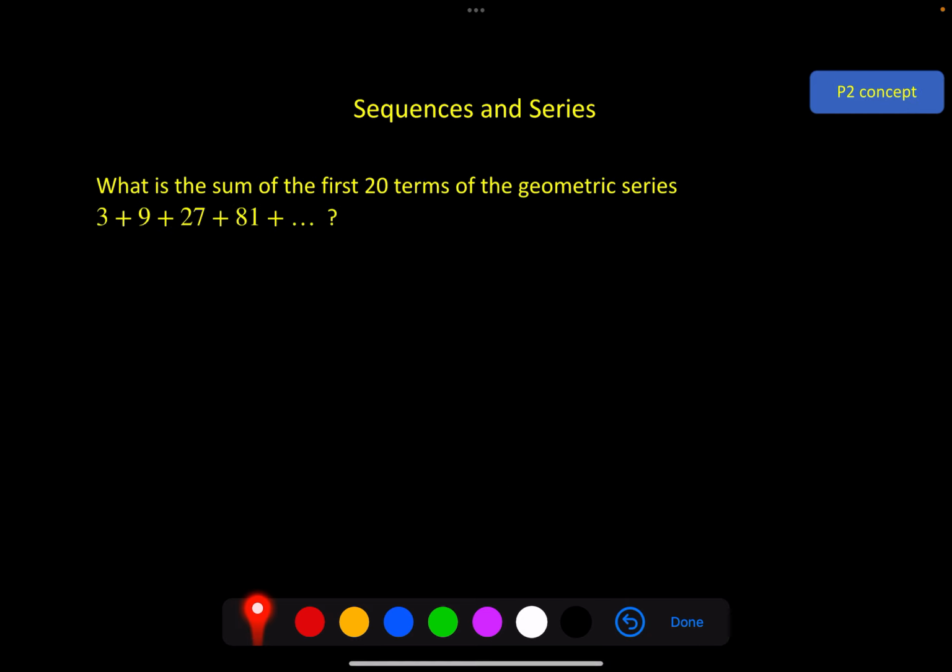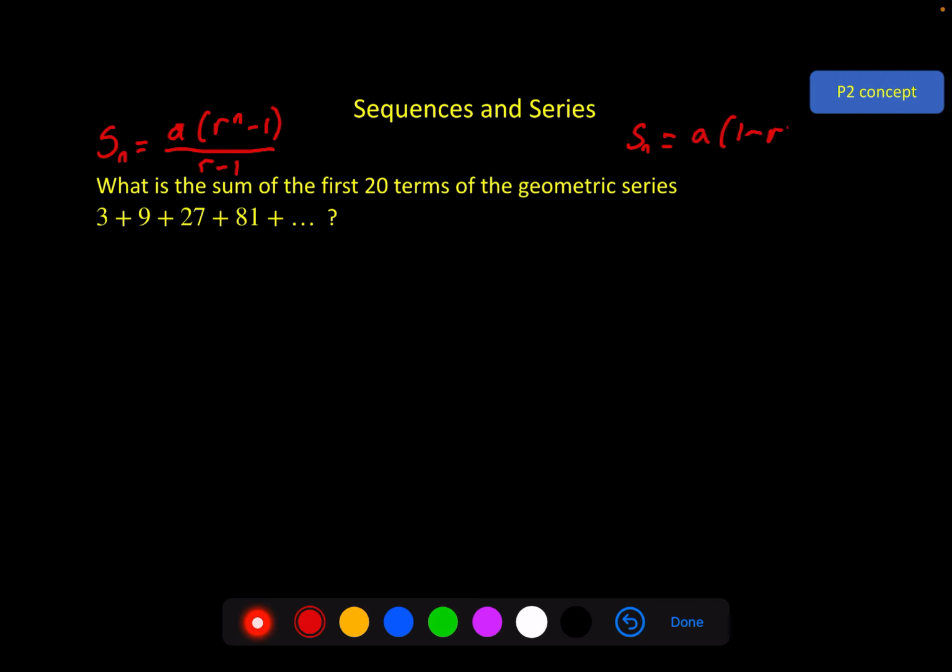So to get us going, let's go back to geometric series for a second. The sum of the first 20 terms. So remember, for geometric sequences and series, the sum of the first n terms is different. We've got a times r to the n minus 1 over r minus 1. Or there was an alternative, we could have a 1 minus r to the n divided by 1 minus r, depending on which one we wanted to use.